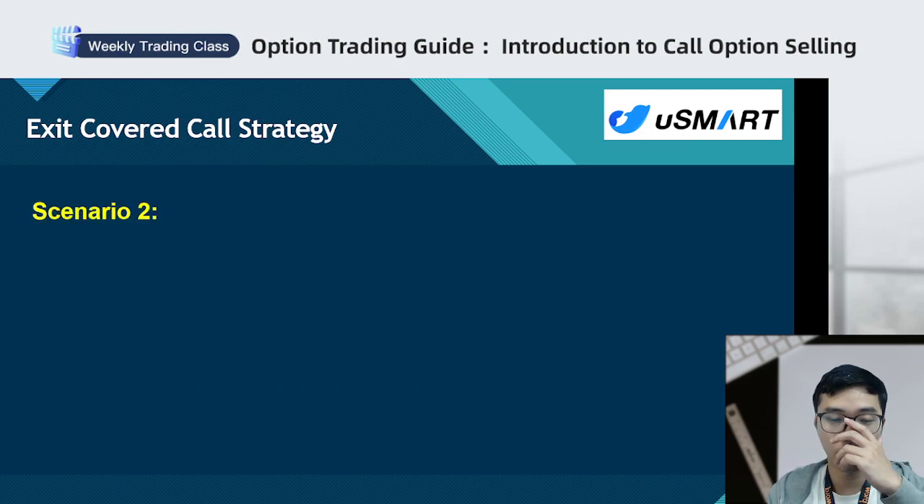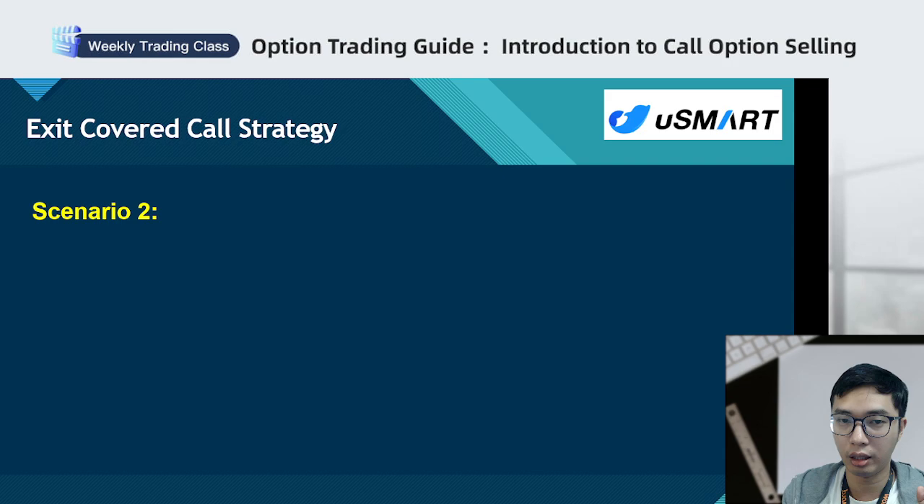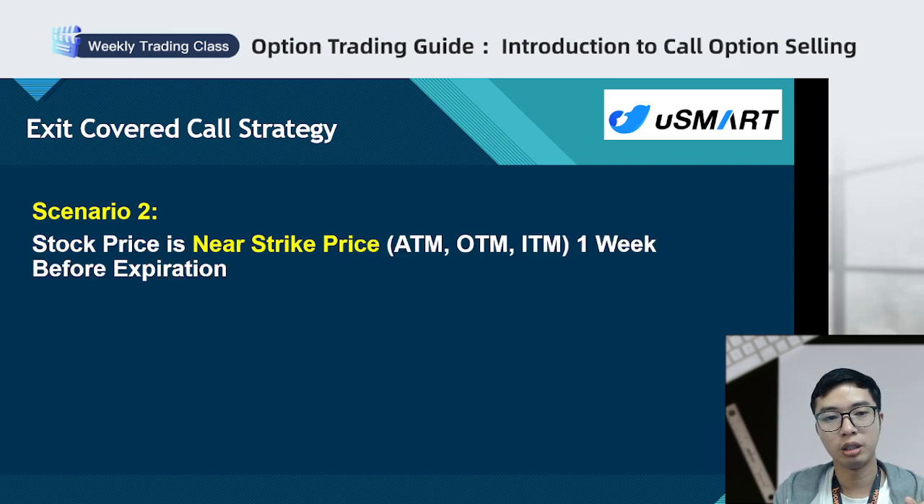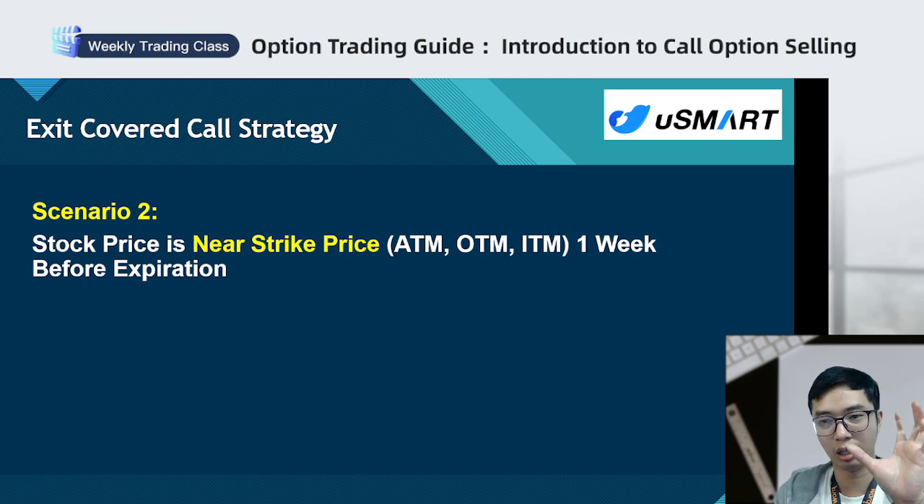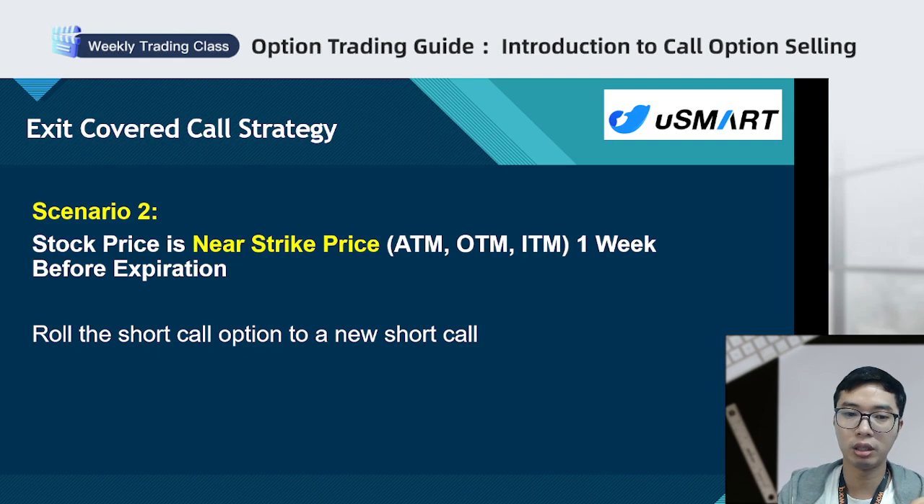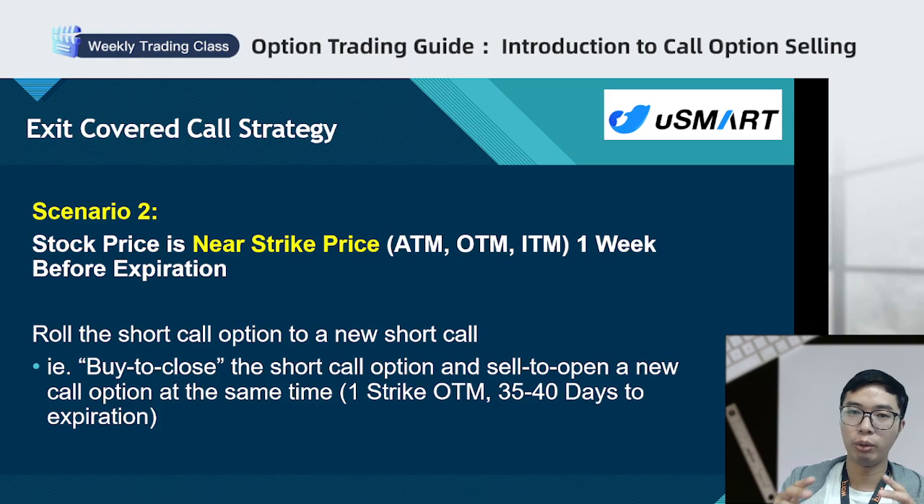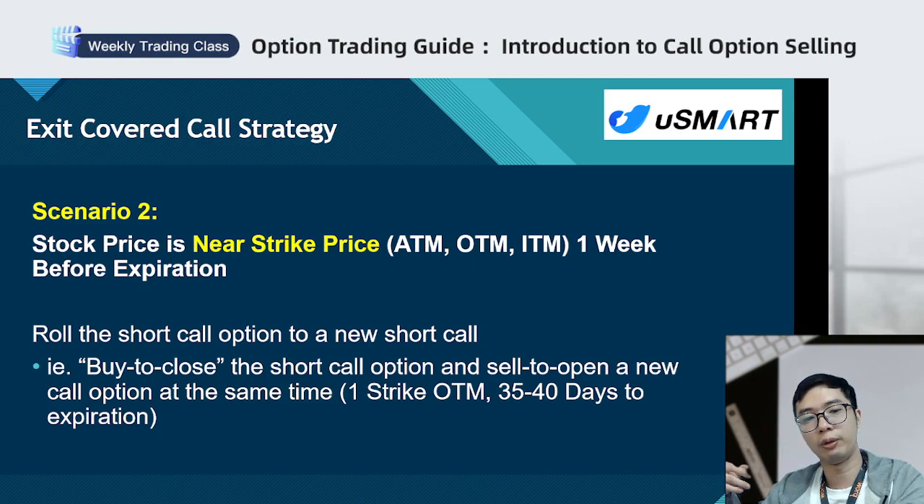So for scenario 2, just now the scenario was that it didn't hit the strike price. For this scenario 2, it's near the strike price, and near the strike price you can be at the money, out of the money, or in the money, or around that. So one week before expiration, what can we do? We can continue to roll the call option to a new short call. What does roll mean? We close our existing short call, then we open another new call option.